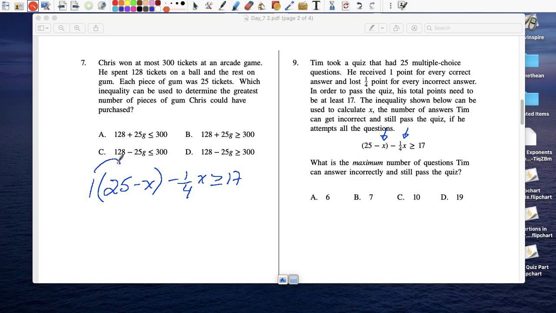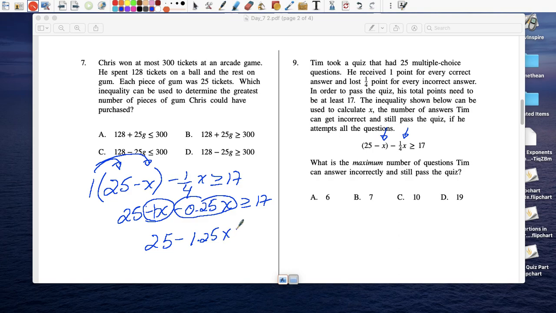Remember, there's a 1 here, identity property, that comes out the same. 1 times 25 is 25, 1 times negative x, minus 1/4 x. Now with 1/4 x, I don't want to deal with fractions, so I'm going to leave it as a decimal. 0.25x greater than 17. Can I combine like terms? Yeah, this guy right here and this guy. Now remember, there is an invisible 1 here, so that's actually negative 1 and negative 0.25. So combining like terms, negative 1.25x greater or equal to 17. Now we just get to solve it.